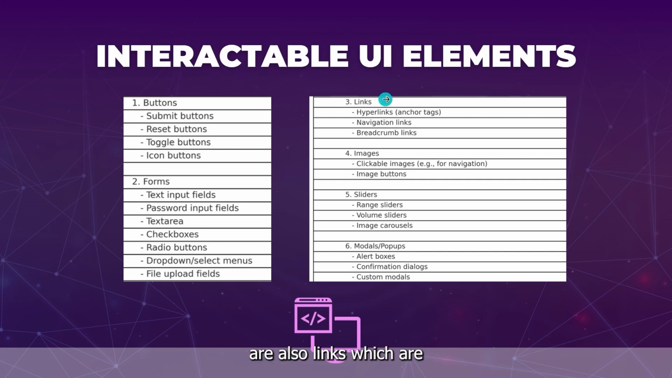There are also links, which are what we call hyperlinks, or in HTML, these contain the anchor tags. Navigation links and breadcrumb links are also similar UI elements to that as well. Images, like clickable images that contain hyperlinks, image buttons, sliders, which we can scroll through, like range sliders and volume sliders, and image carousels, which are like the images that are side by side, which we can scroll through left and right.